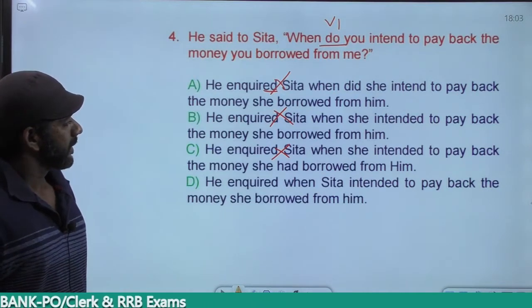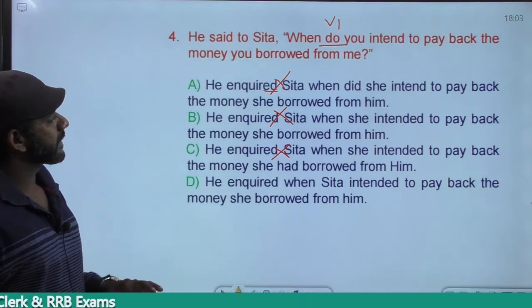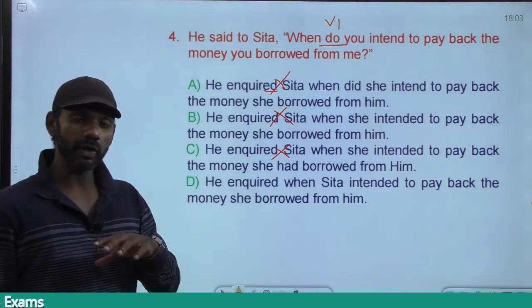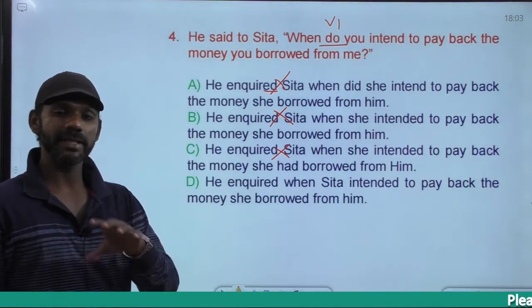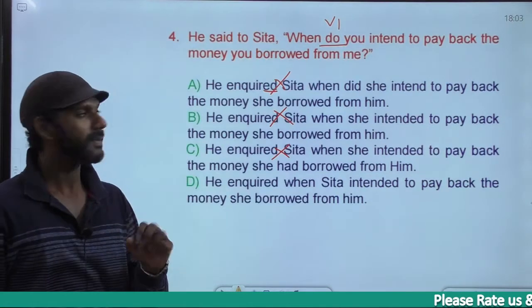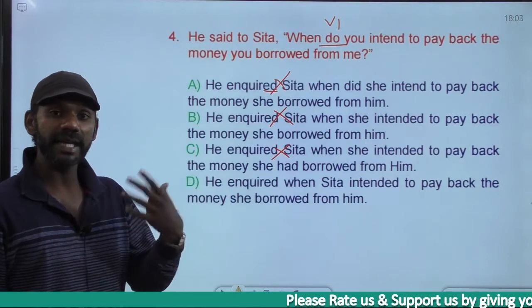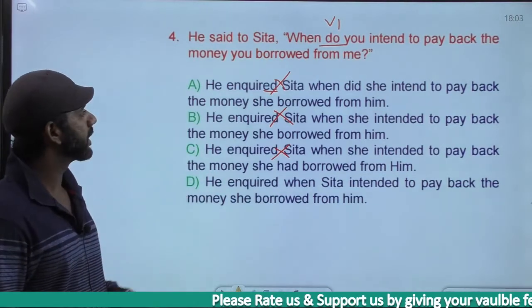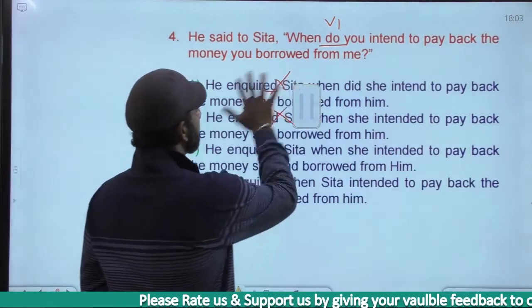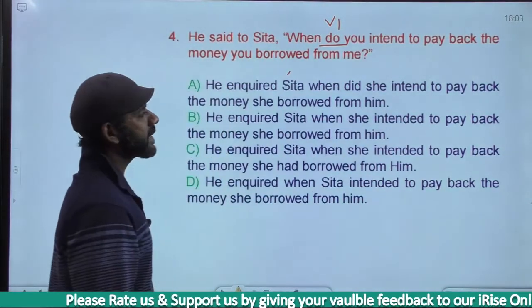Now, sometimes all the four options may be grammatically wrong. If that is the case, if you attempt the question, you'll get the answer. Come to option A. We'll see whether it could be a printing mistake or typo. We'll see whether any other mistake is there in A. Forget about the options. He inquired when did she intend.